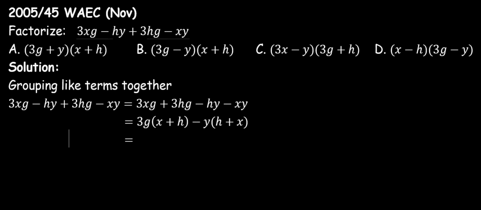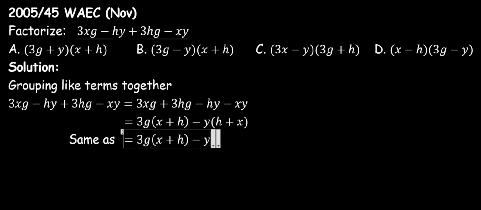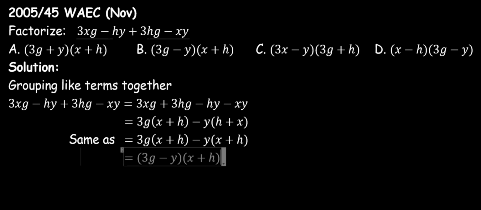Is the same. When you say 2 plus 3 is the same thing as 3 plus 2. So we can factor out 3g minus y, open bracket and close it, then we'll now be left with x plus h, and that's our desired result.